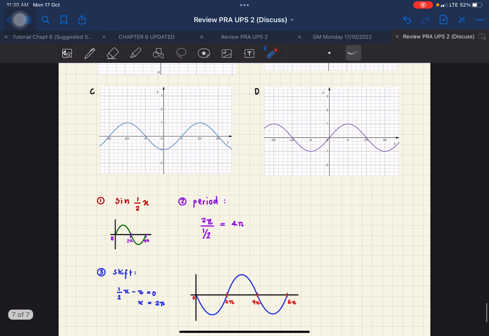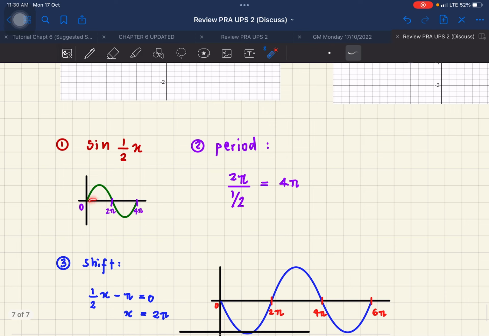The first step is kita sketch dulu yang ini. Sine 1 over 2x. So, sine macam ni lah. Okay, and then I find the period. So, period is 2 pi divide by whatever coefficient that you have in front of the x, which is 1 over 2. So, dapatlah 4 pi. So, one complete cycle is going to be 4 pi. Soalnya daripada kosong sampai hujung satu cycle adalah 4 pi. So, bila dekat sini 4 pi bahagi 2 dapatlah 2 pi. This one is 0. Okay, that's it.